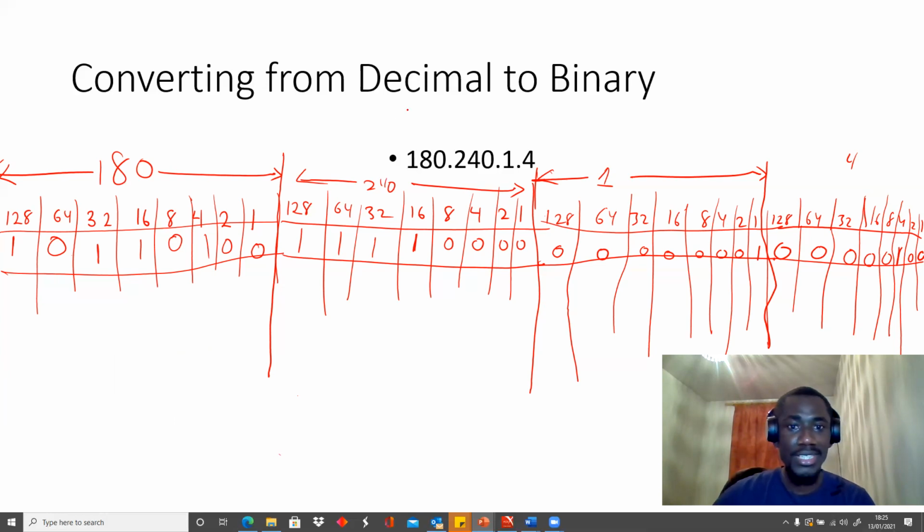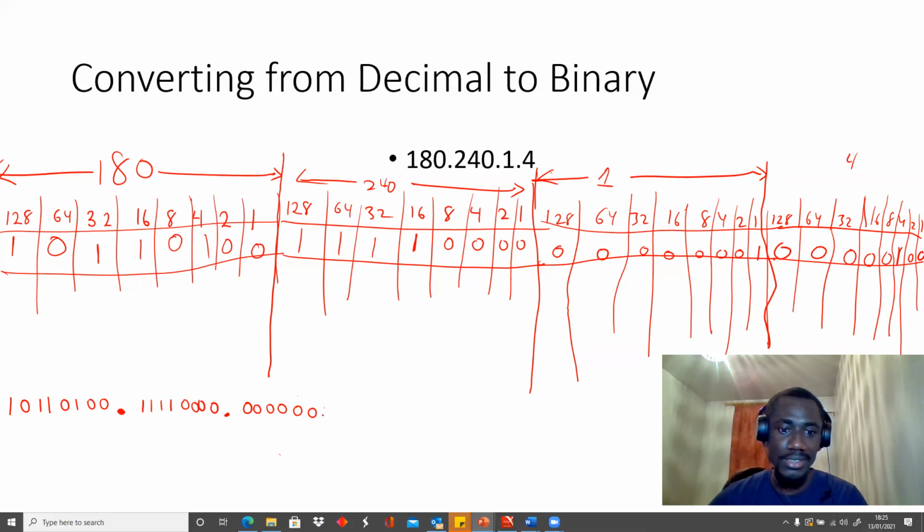What do I mean? Now, this particular IP address, which is what we have on the top, 180.240.1.4, has been translated into binary. So we have 1, 0, 1, 1, 0, 1, 0, 0. This is 8 numbers. That's 180 for you. And there's a dot representing our dot here. Then we have 4 ones and 4 zeros. This represents our 240. The next one is 7 zeros and a 1.